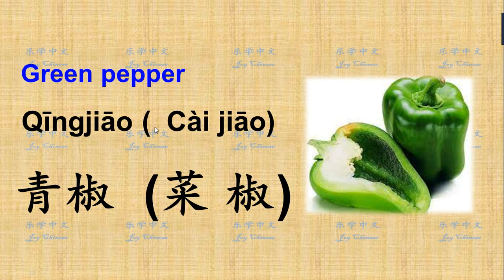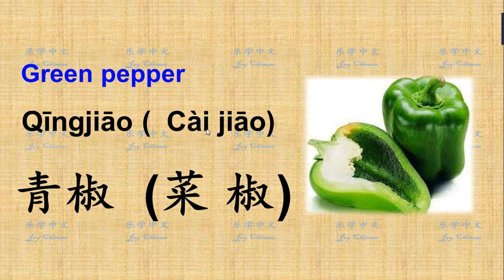Okay, next one is green pepper. We call it 青椒. I mentioned before, 青 sometimes means green, like the grass. We say 青草, grass.